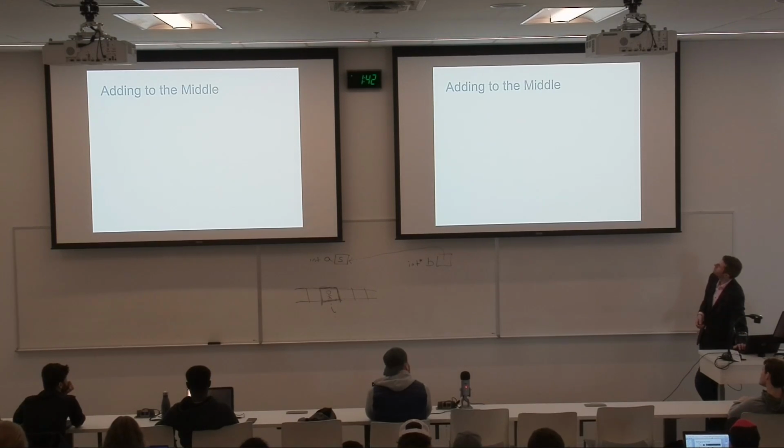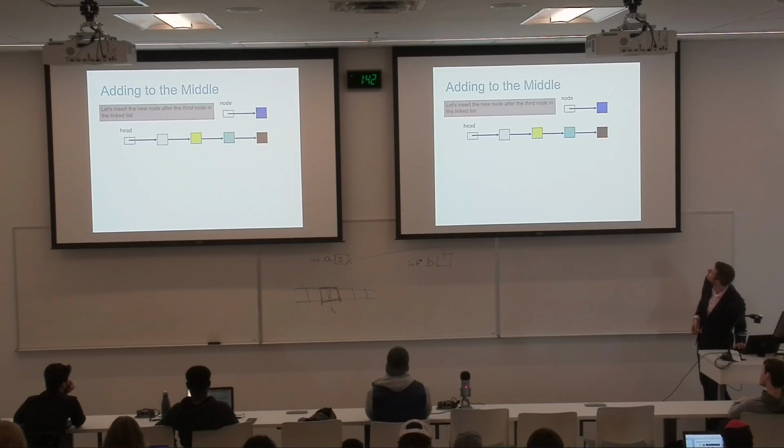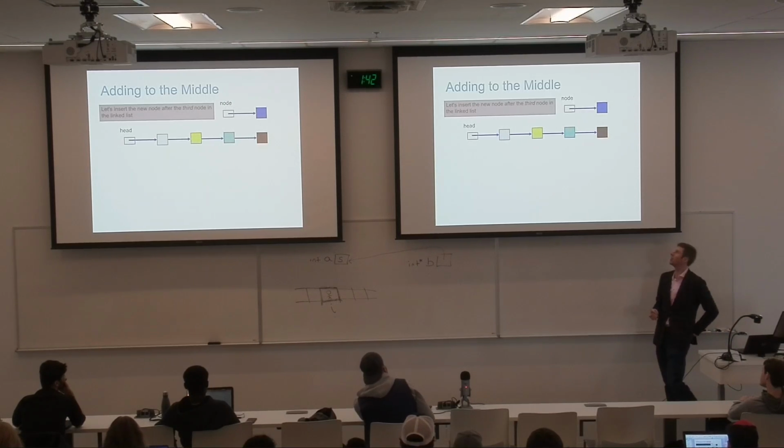Great. Adding to the middle. Here's a node. Here's the list. Insert the new node after the third node in the linked structure. 1, 2, 3. So I guess after that, the cyan one, whatever color that is. Turquoise? Sure. What would that code be?